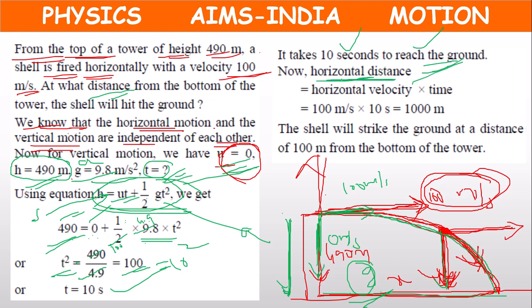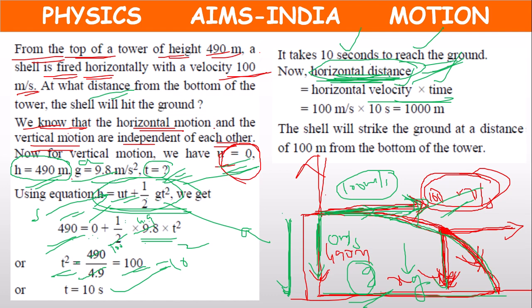So now, what is the horizontal distance traveled? In horizontal direction, no other force is working, because acceleration due to gravity acts vertically, not horizontally. So the horizontal distance can be calculated with normal formulas, distance equals velocity into time. Why are we using the normal formula? Because there is no external force acting in the horizontal direction. So that's why normal formulas are applicable.